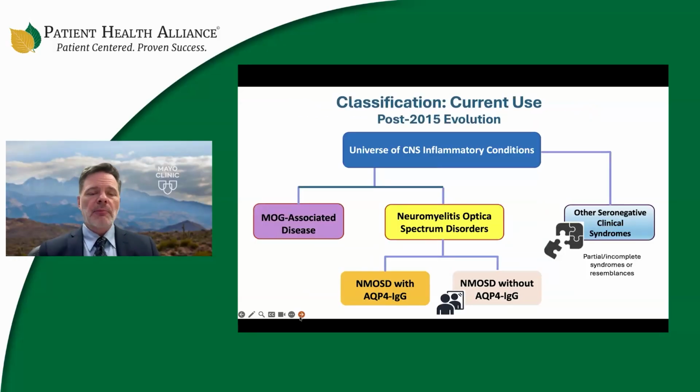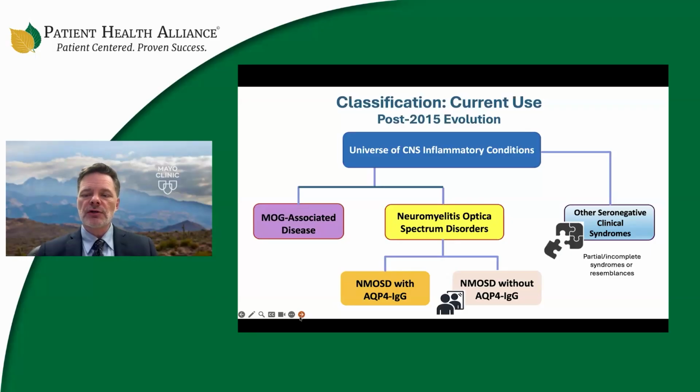What actually happened over the last 10 years is, first of all, the emergence of MOG-associated disease, or MOGAD, which the current IPND panel has removed from or separated from NMO spectrum disorders, or NMOSD. And the term NMOSD has largely been applied to aquaporin 4 positive or so-called double seronegative patients, patients who are negative for both aquaporin 4 and MOG antibodies.